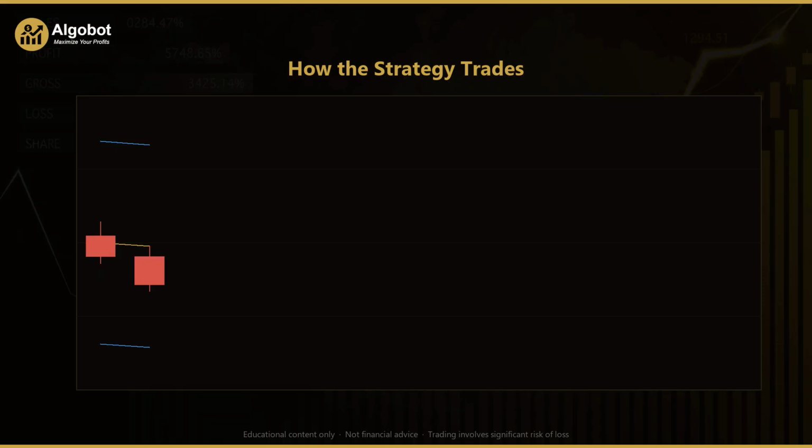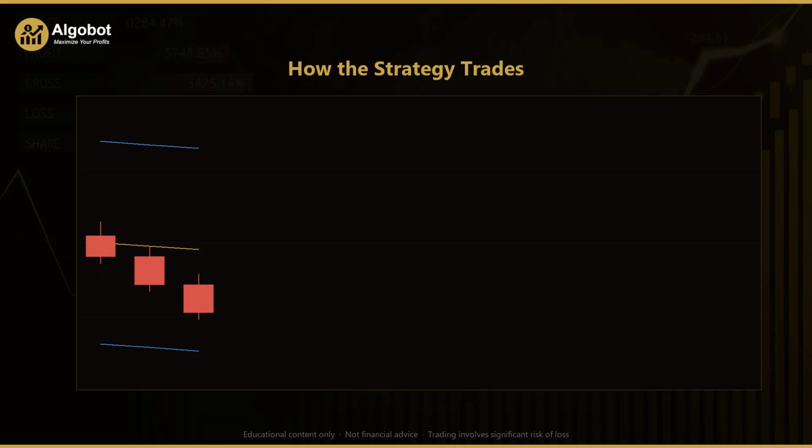Let's bring this strategy to life on the chart. Across the middle, you can see the gold VWAP line, the strategy's fair value for the day, with the blue upper band and lower band drawn at 2 standard deviations on either side. These bands are the boundaries the strategy watches for stretched price.